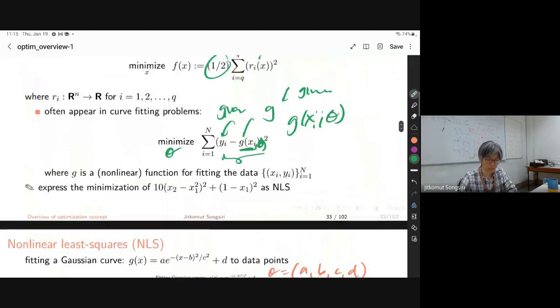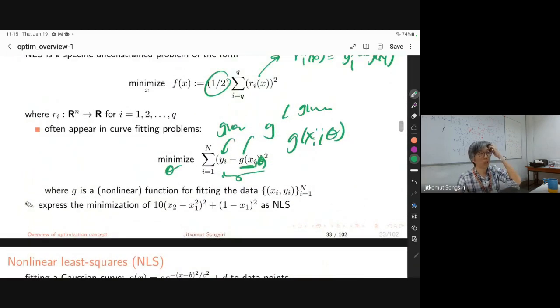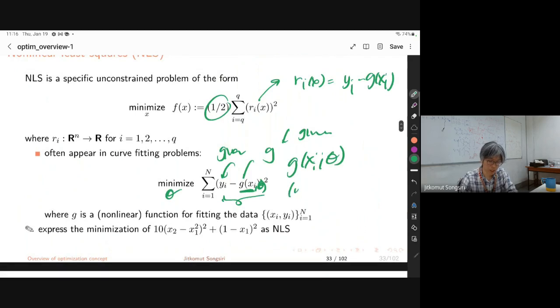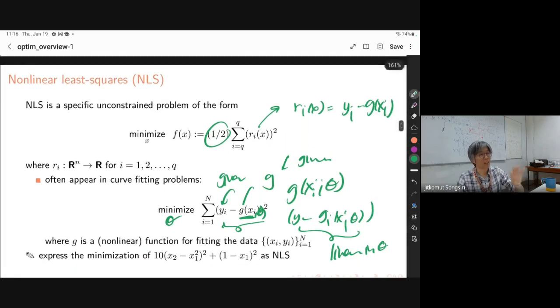In applications, I can change g to be other things. What else? Trigonometric function, other exponential function, other exponential family. When g(x, theta) becomes linear in theta, that reduces to linear least square. So what I'm trying to say is that nonlinear least square is an unconstrained problem with a specific form.